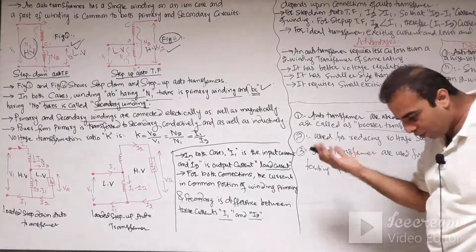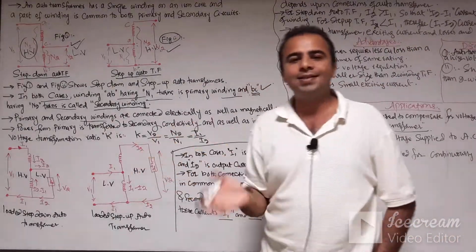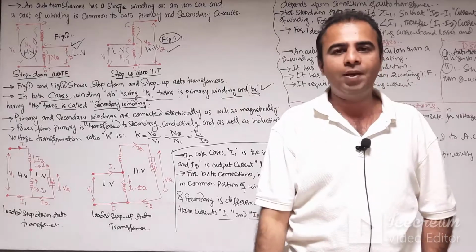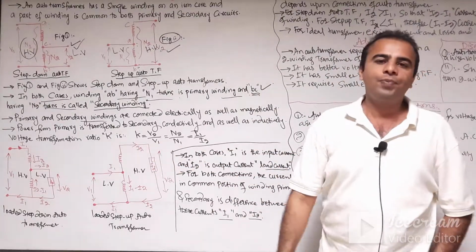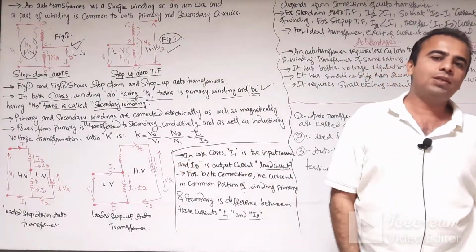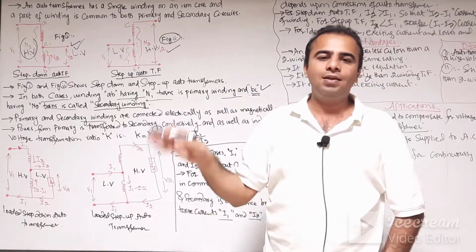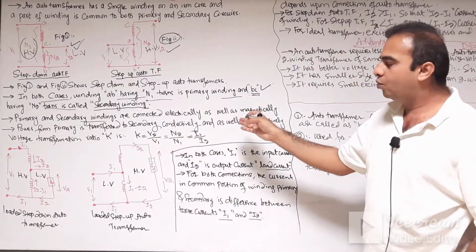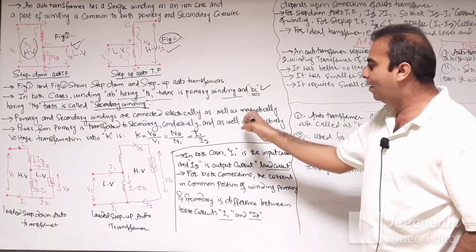Now, the voltage transformation ratio is the same as that of the two winding transformer. K, the voltage transformation ratio, is equal to V2 over V1, which is equal to N2 over N1, which is equal to I1 over I2.